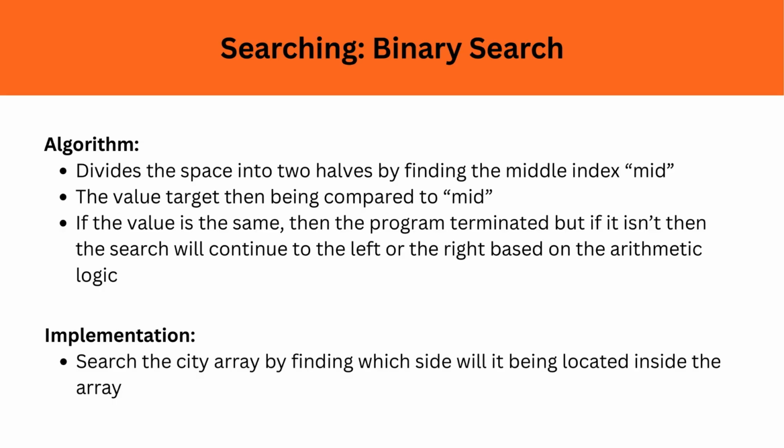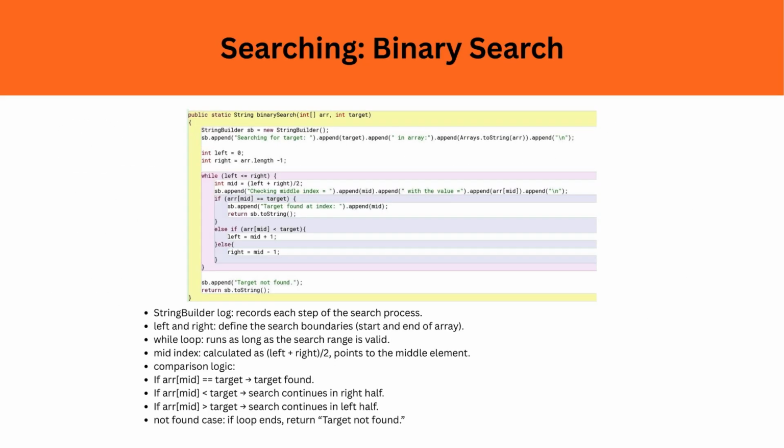The implementation is to search the city array by finding which site it is located at inside the array. Next is based on my coding. First, I use a string builder to record each step of the search process. Then left and right define the search boundary, the start and end of the array. Then I use a while loop that runs as long as the search range is valid. Then I calculate the middle index by using left plus right divided by 2.